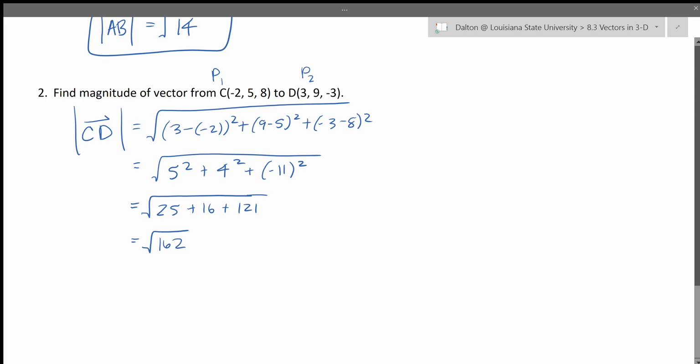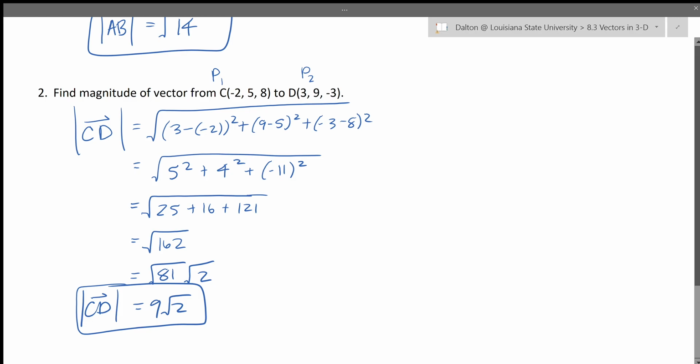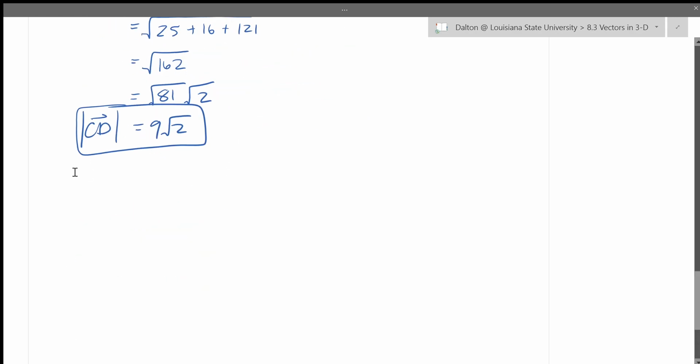And then if you spend some time trying to find square numbers that divide into 162, it might take you a while, but eventually you should find one that goes in twice. So basically the square root of 162 could be rewritten as the square root of 81 times the square root of 2, and the square root of 81 is 9. So your final magnitude of vector CD will be 9 square root of 2. So that was an example where you do end up simplifying your magnitude numbers there. Okay, so this is basically how you find the vector in 3D and its magnitude.